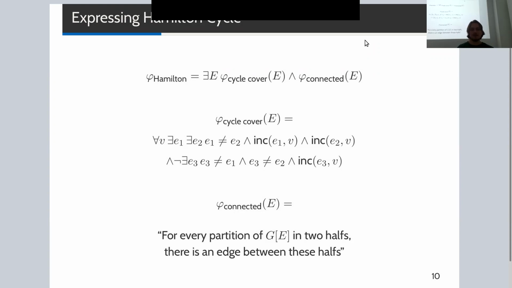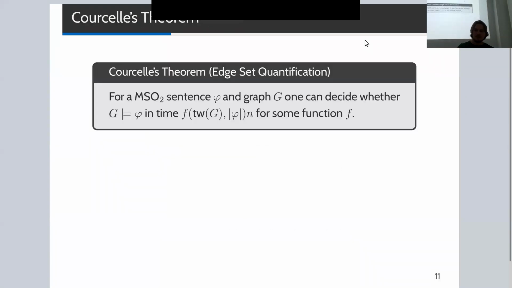And I hope that you're now convinced that you can express Hamilton cycle using our MSO2 logic. On the other hand, you cannot express it in MSO1 logic, so that's interesting. And so with this logic MSO2, there is another extension of Courcelle's theorem, which states that basically you cannot only do MSO1 logic checking, but even MSO2 logic checking. So if you have an MSO2 sentence and some graph, then you can decide whether the formula is true, again, in some function of the tree width and the length of the formula times the linear factor in the size of the graph, the number of vertices.